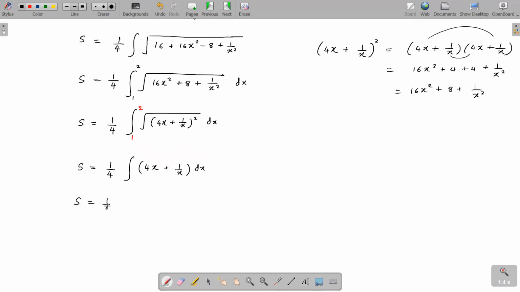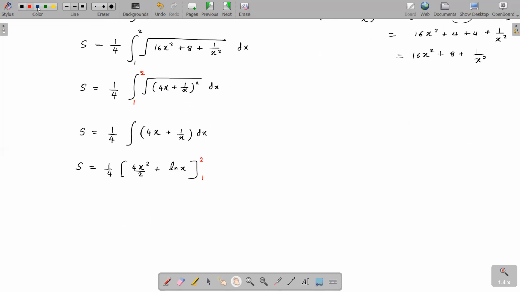So when I integrate, what do I get here? The integration of 4x is 4x square over 2. And what is the 1 over x integration? 1 over x integration is ln x. And your integration limits are from 1 to 2. Input the limits. 1 over 4 times (4 into 2 square divided by 2 plus ln 2) minus, put the second limit, minus 1 over 4 times (4 into 1 square over 2 plus ln 1). ln 1 will be 0.